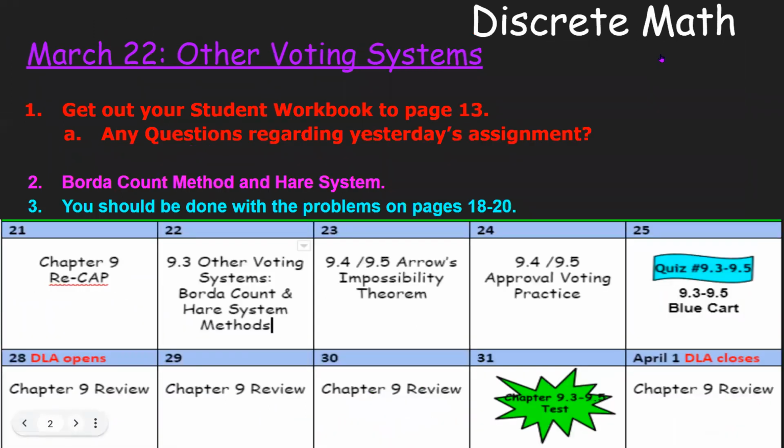So you guys know that the student workbook is a minor grade, taking notes, and it's going to be graded. Again, you should be done with the problems on page 18 through 20. They have to do with sequential pairwise, rank method, and counter-sets method. Those are things we've covered. And after today, you'll be able to look at the problems on Borda count, which is on page 21.